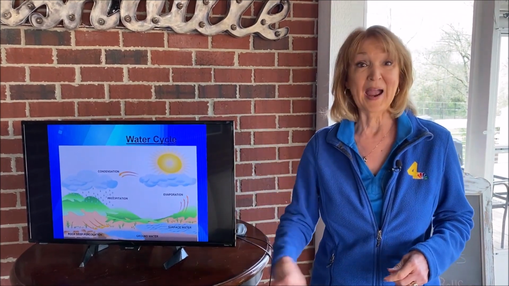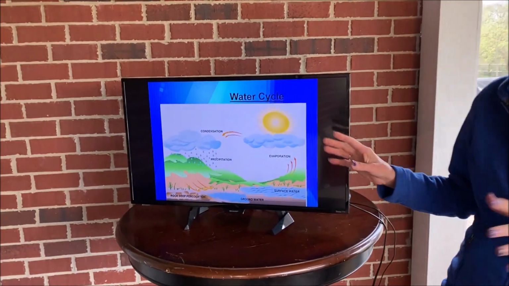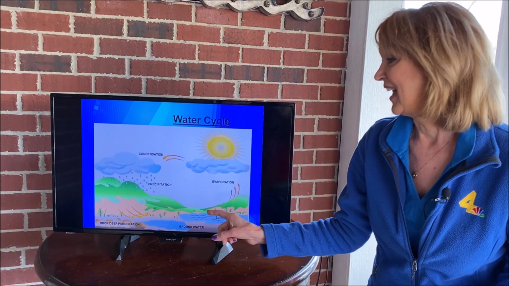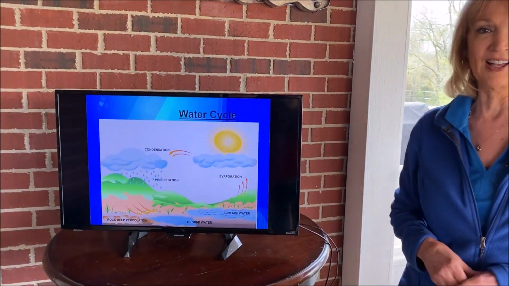So it just keeps going around and around. That's what happens with the water cycle. You can really start anywhere in this circle and you will just go round and around. It never ends. So let's start with the sun.